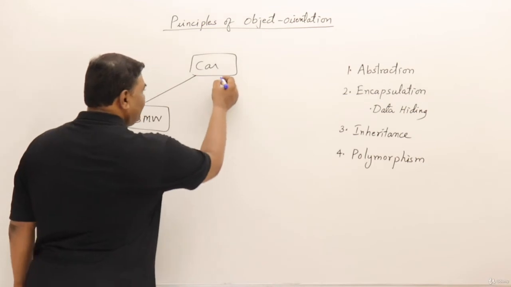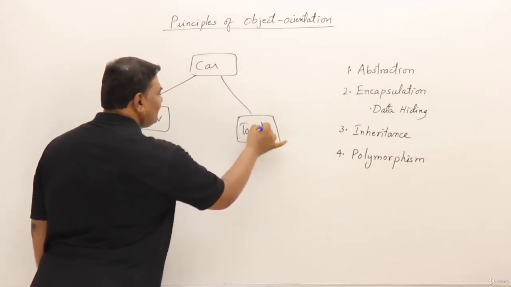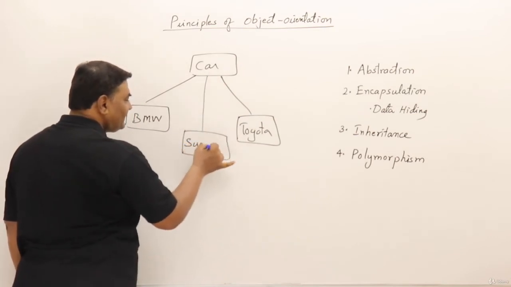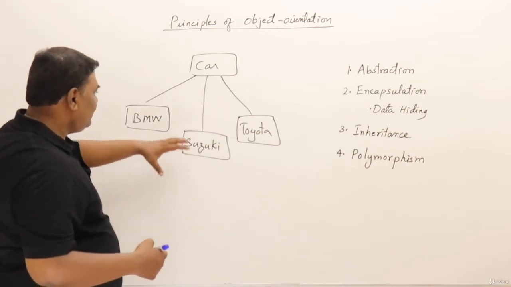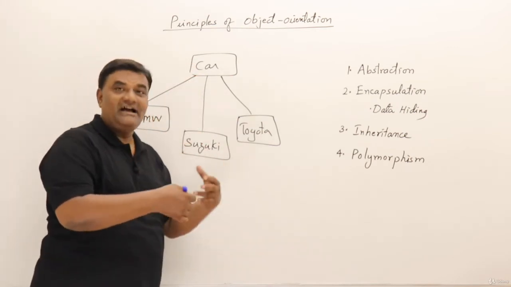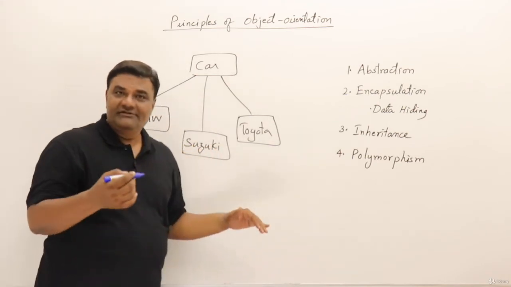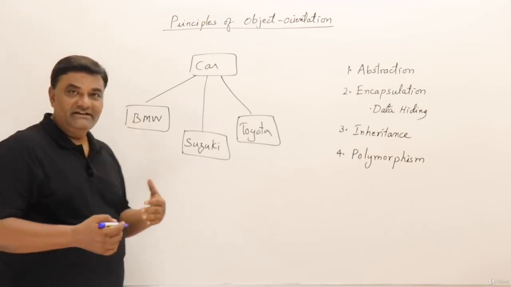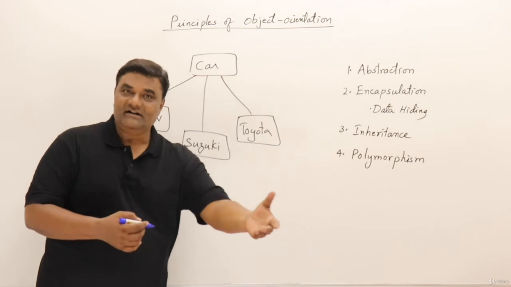In the same way, Toyota is also a car, and Suzuki is also a car. So all these are cars. They are inheriting all the features of this car, plus they have more extra features. It's not just limited here. In automobile engineering, we find that BMW will have their own design, and from that only they will launch one car, and then they will launch a new version of that car and a new version.